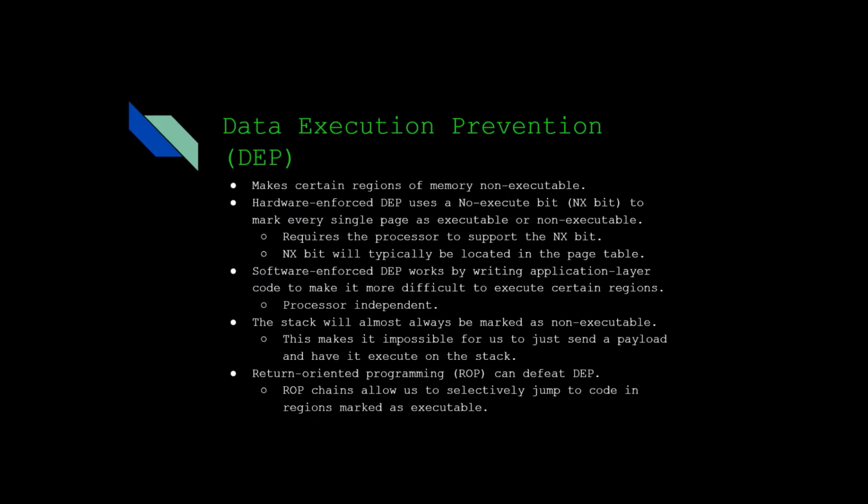There's a technique called return-oriented programming that Sam is going to be going over next week. And this technique can actually allow us to defeat DEP. Basically, what this technique allows us to do is selectively jump to segments in code that is marked as executable. And that will make sure that we are always going to be able to execute that code.